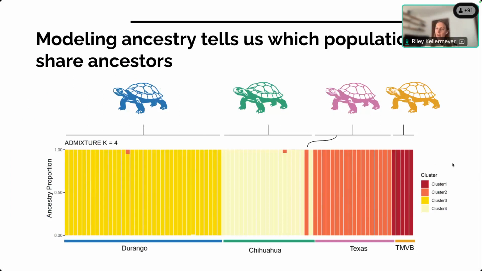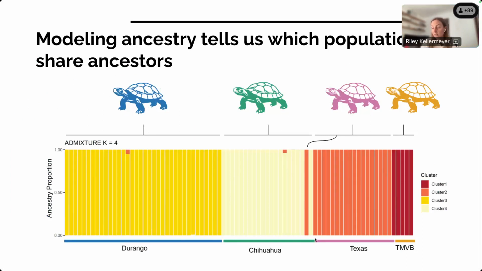And we can also go back and look at ancestry, like an attempt to assign ancestry to each of these individuals. So each bar here, as a reminder, is an individual, and our model is attempting to assign them to an ancestral population. When we do this, we get Durango individuals all assigned to a single ancestor, which I've denoted with a little Durango turtle up here.